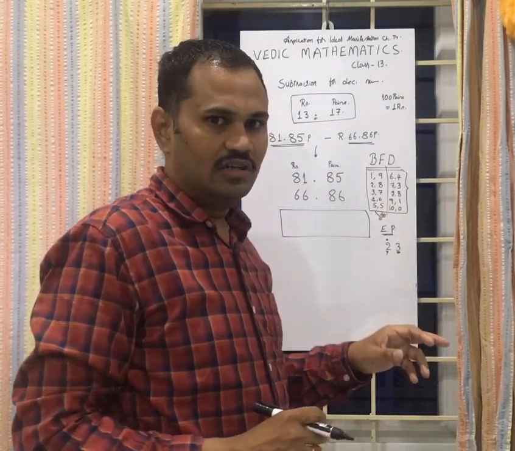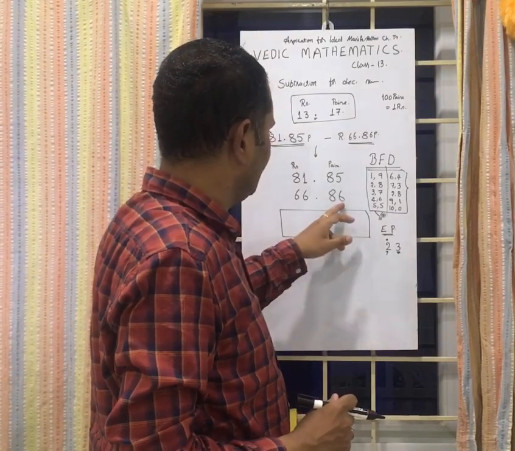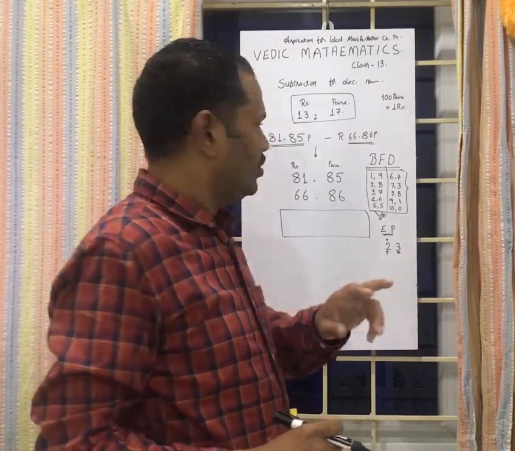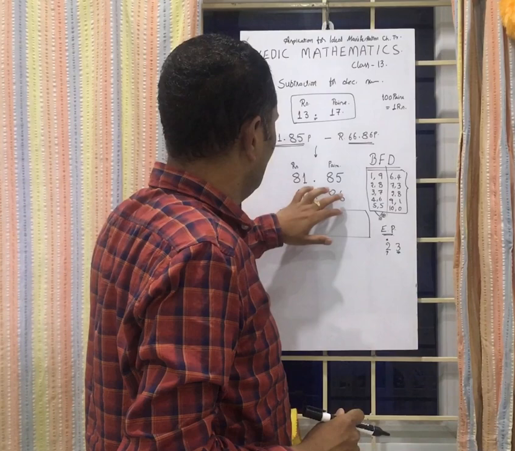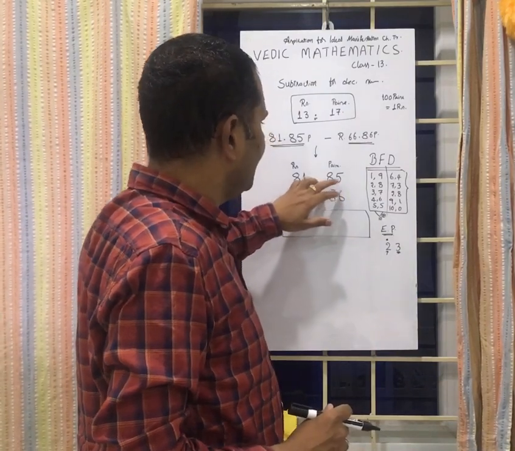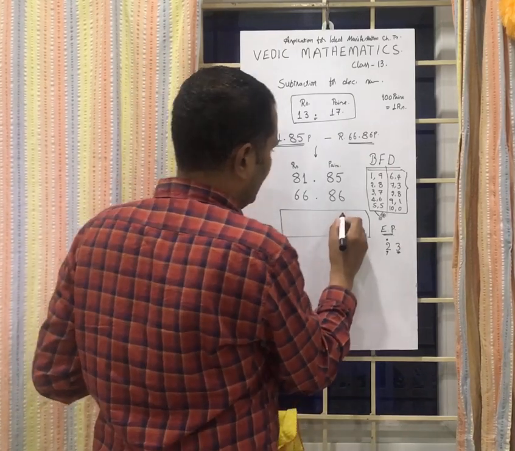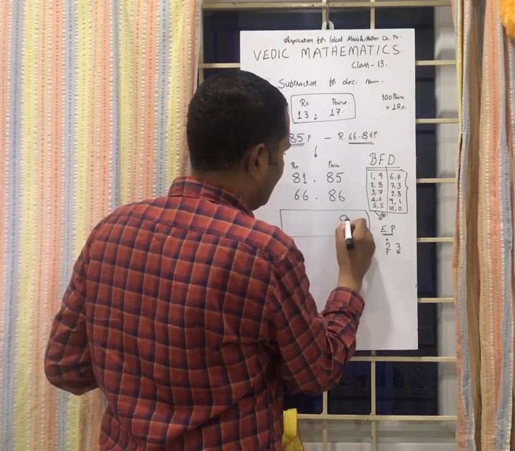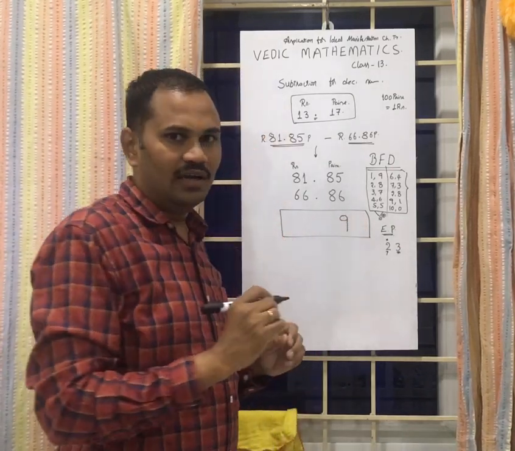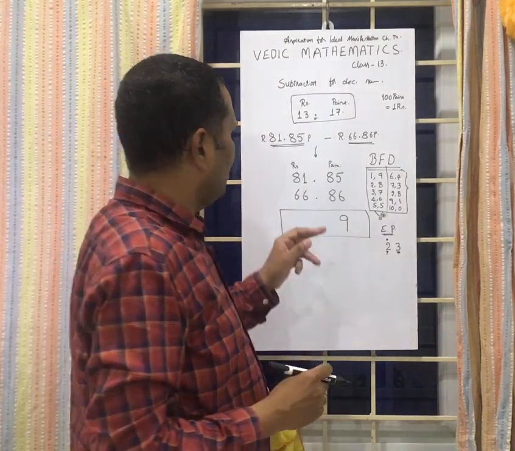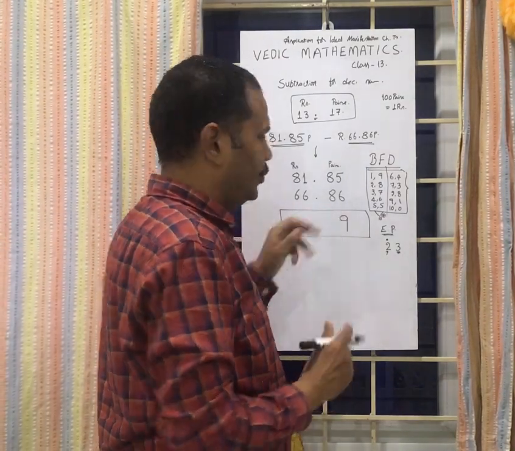6 and 4 are the best friends. So the best friend digit of 6 is 4. So what are we going to do? Add that best friend digit to 5. What will happen? You will get how much? 9. Whenever you recollect the best friend digit, you apply Ekadhikena Purvena.